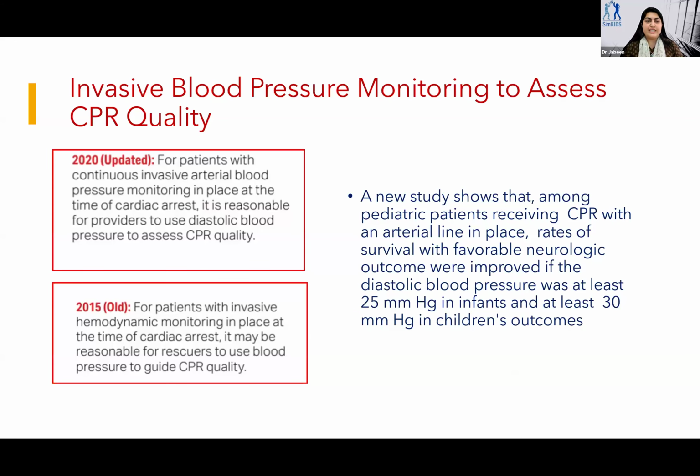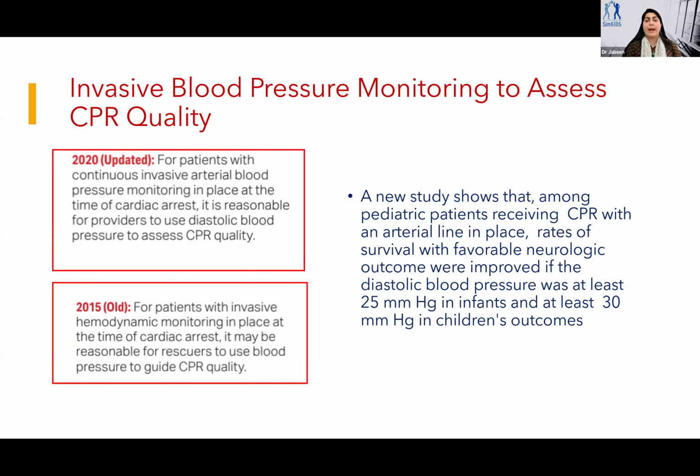There is a lot of emphasis on monitoring invasive blood pressure to assess CPR quality. In the 2020 update, for patients with continuous invasive arterial blood pressure monitoring in place at the time of cardiac arrest, it is reasonable for providers to use diastolic blood pressure to assess CPR quality. But for us, we do not do it in the emergency department. It all happens in the pediatric intensive care unit.